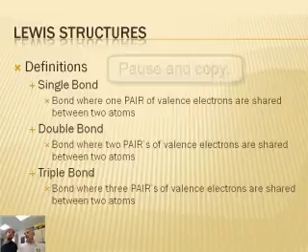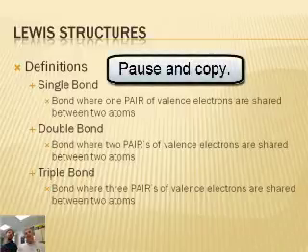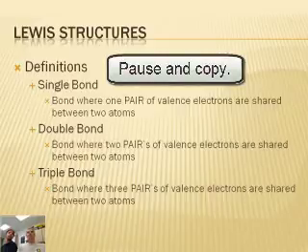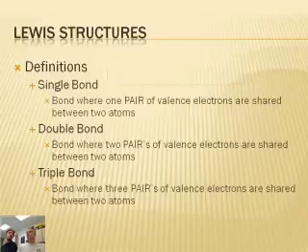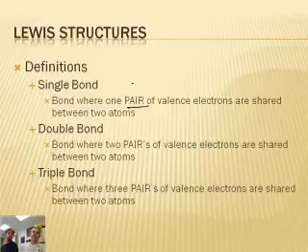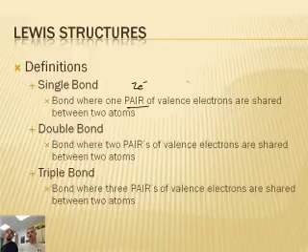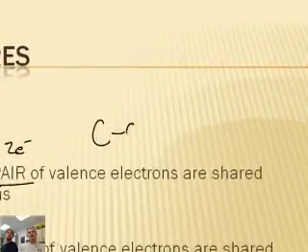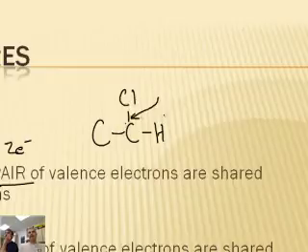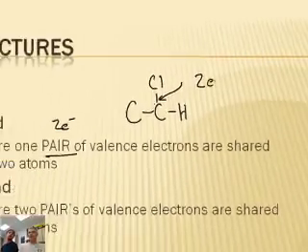Single bond, double bond, triple bond. Probably should pause the video and write these down. Okay, the key thing to understand with these bonds is that electrons are shared in pairs. Right. One bond is one pair, and a pair means two electrons. So when you see a bond, you might have seen this out in the world, C, H, Cl, each of these little bonds is actually two electrons.